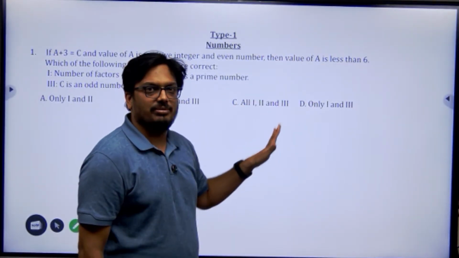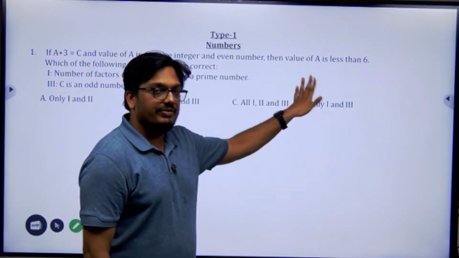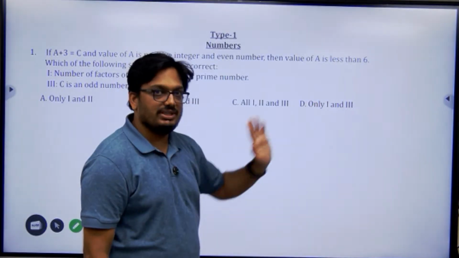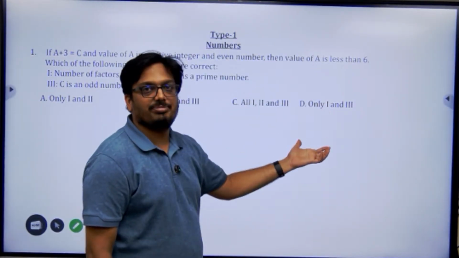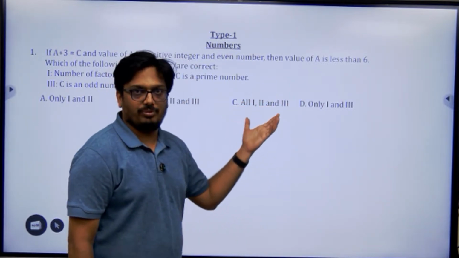So many types are there: basic numbers, summation, original and reverse of a number, divisibility rule, remainder theorem, cyclicity or finding unit digit, number of factors, HCF and LCM. These are the subtypes of this number system. This is very much important. Let us see a few problems.